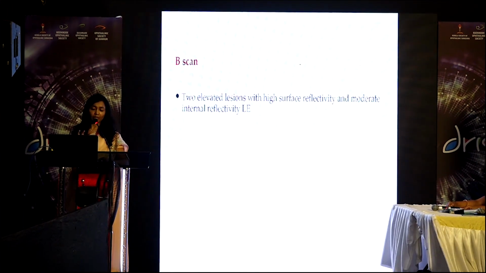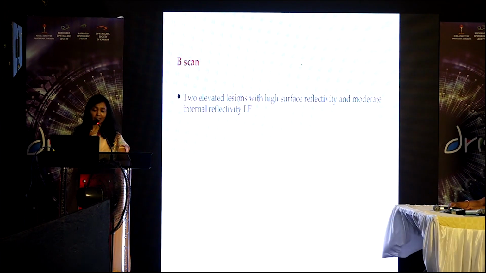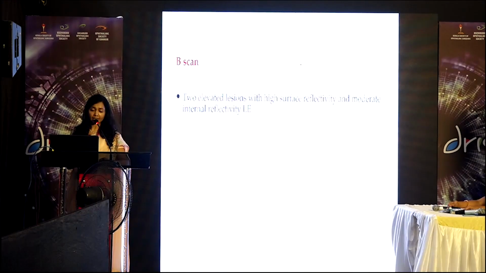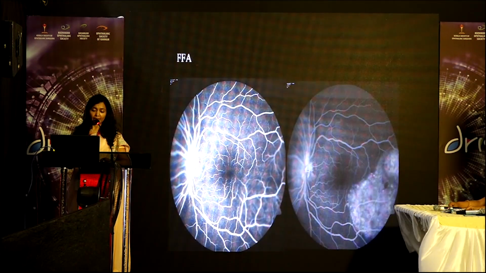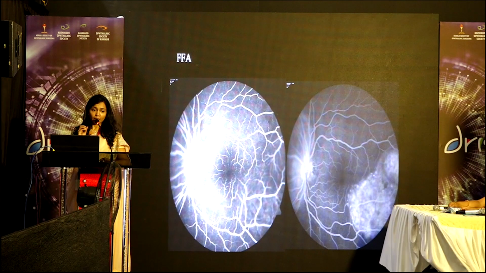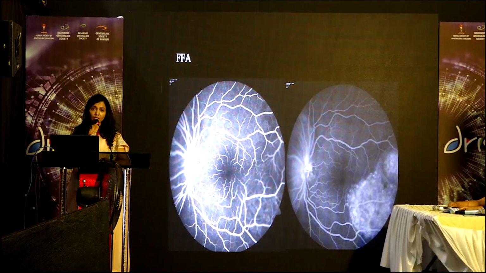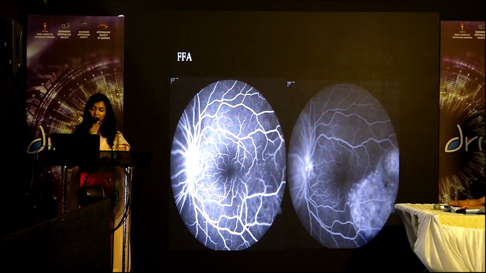On B-scan, I don't have a picture, but it showed the classical appearance, that is a high surface reflectivity and moderate internal refractivity in the left eye. FFA in the early stages was not showing any leakage, but towards the mid phases it showed pinpoint to patchy fluorescence which increased in intensity towards the later phases.